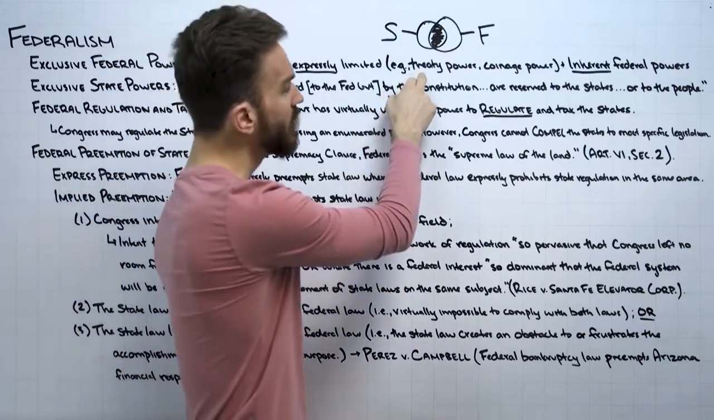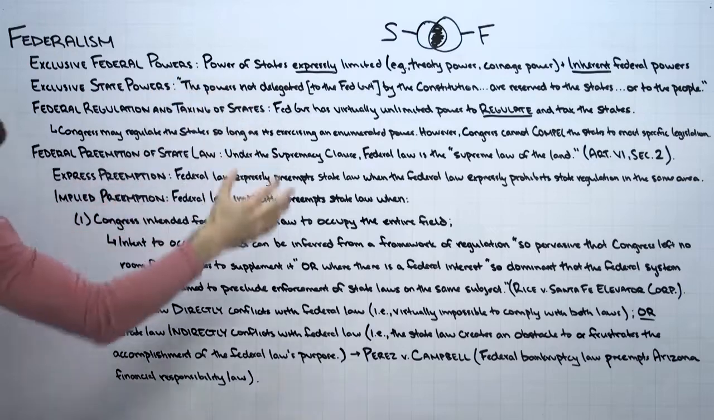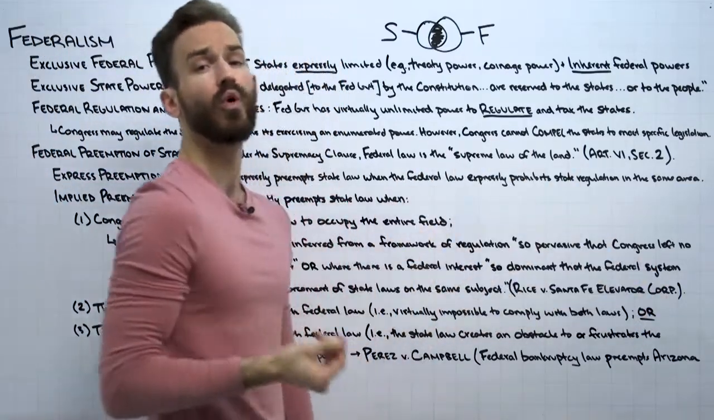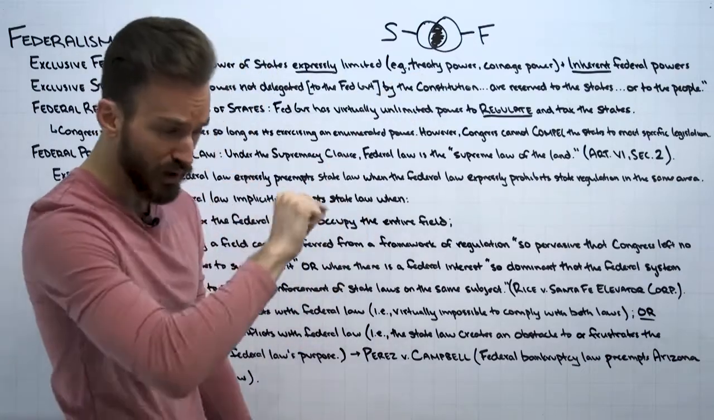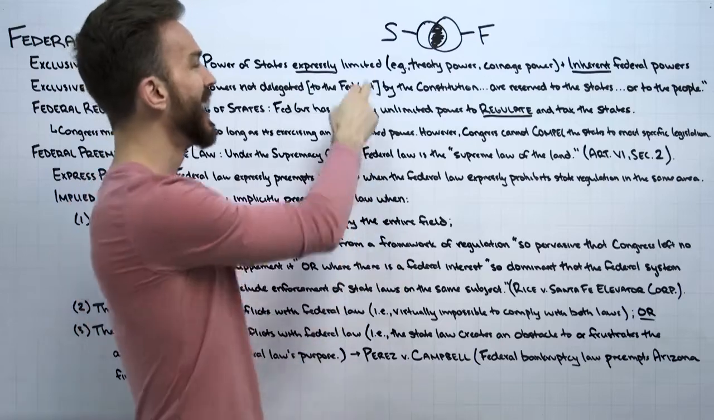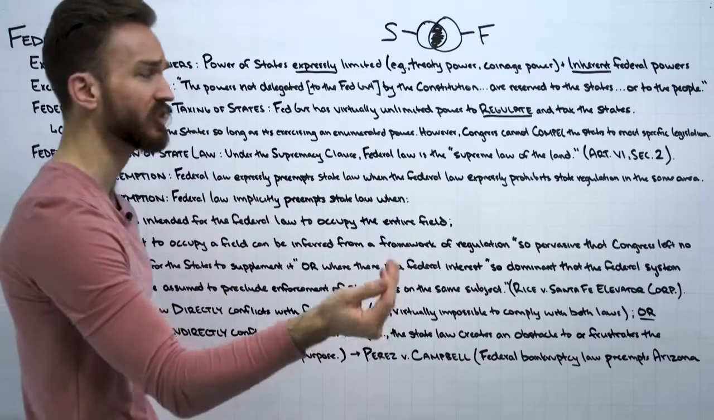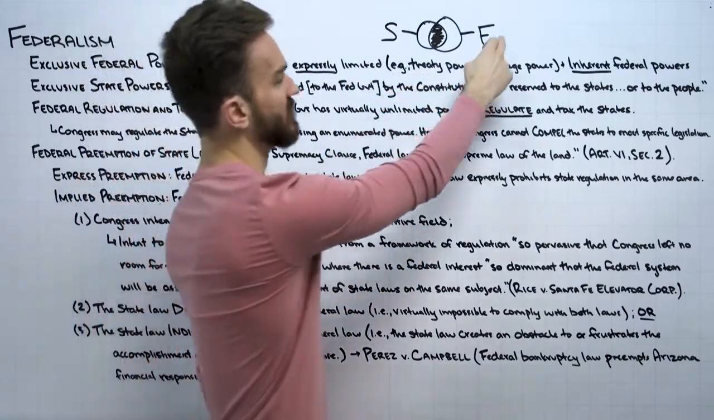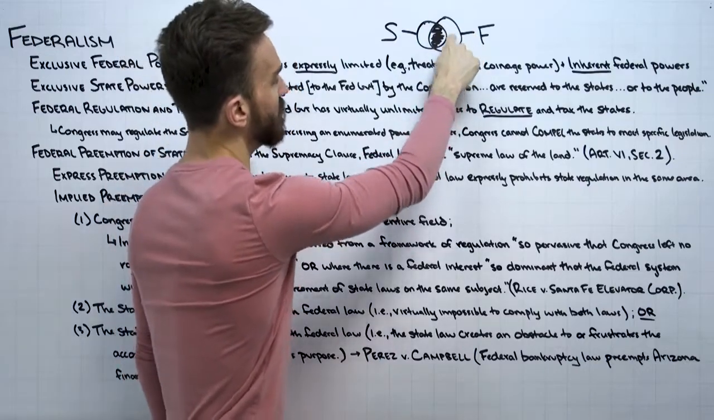But if we actually look at the language of the U.S. Constitution, it expressly limits the power of the states to enter into treaties with foreign nations. The words expressly written in the Constitution say the states are not allowed to enter into treaties with foreign nations. It's expressly written in there, so we know the treaty power is exclusively a federal power. It would go in this area of the Venn diagram.